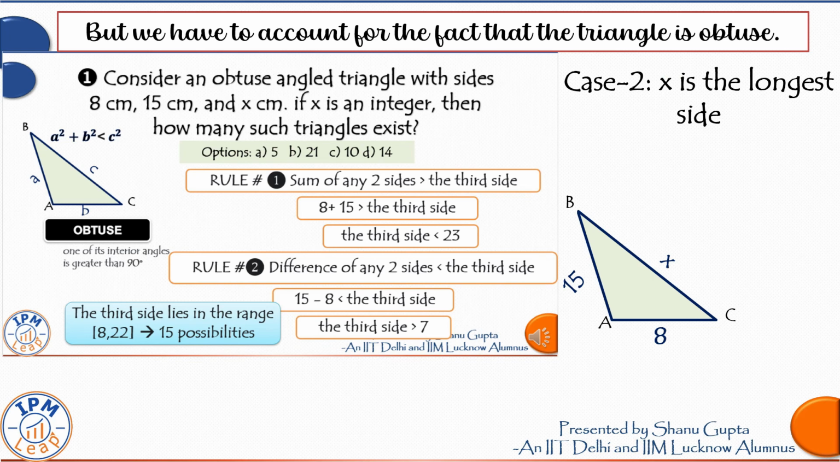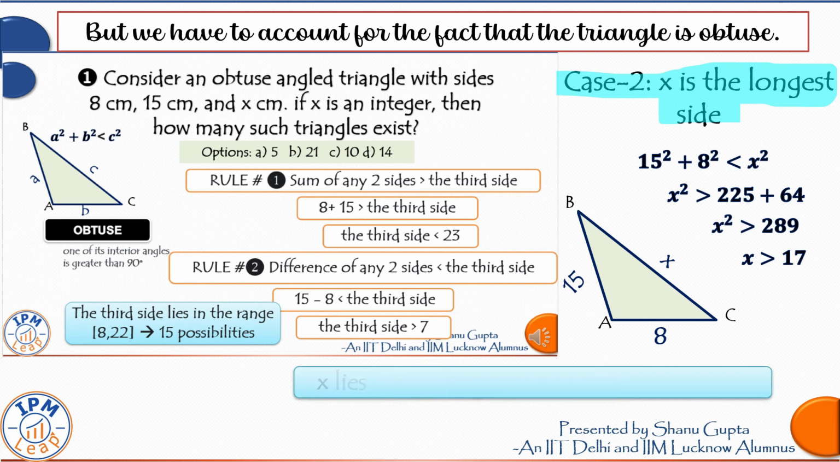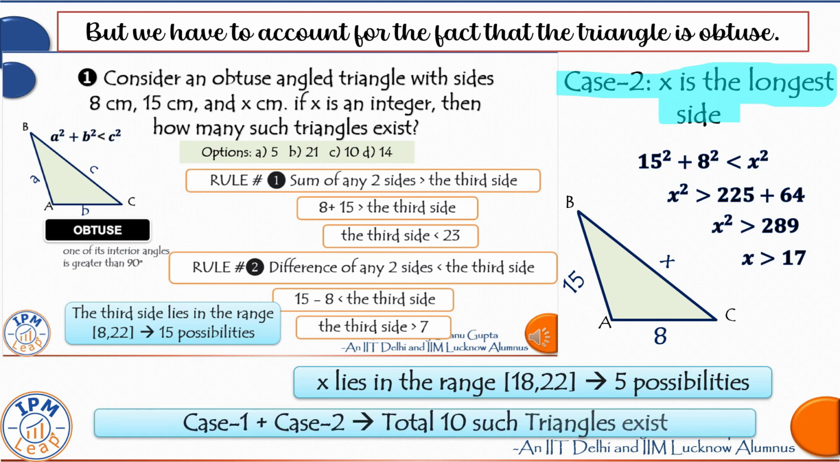Similarly, let's calculate our possibilities from case 2. Case 2, x is the longest side. Look at this figure. 15 square plus 8 square is less than x square. X square is greater than 225 plus 64, which is 289. This means x should be greater than 17. Again, within this overall range, x can take values from 18 to 22. The count of integers in this range is again 5. So case number 1 and case number 2 put together, we have 5 plus 5, that is 10 possibilities, and that's our answer for question number 1.